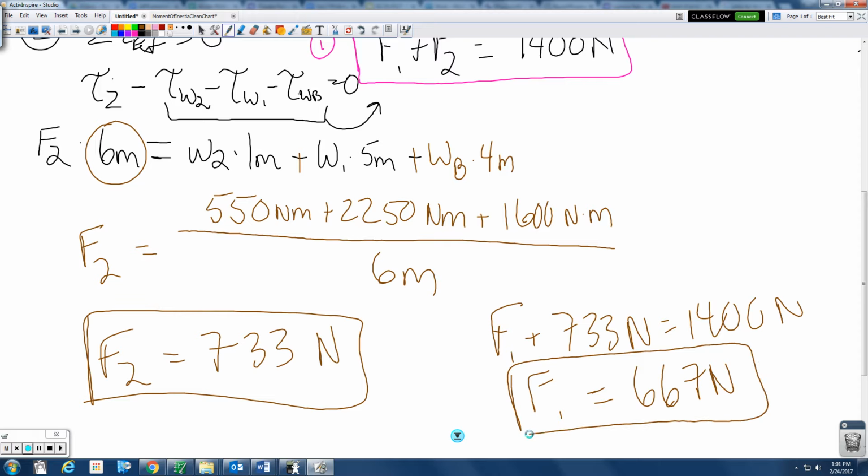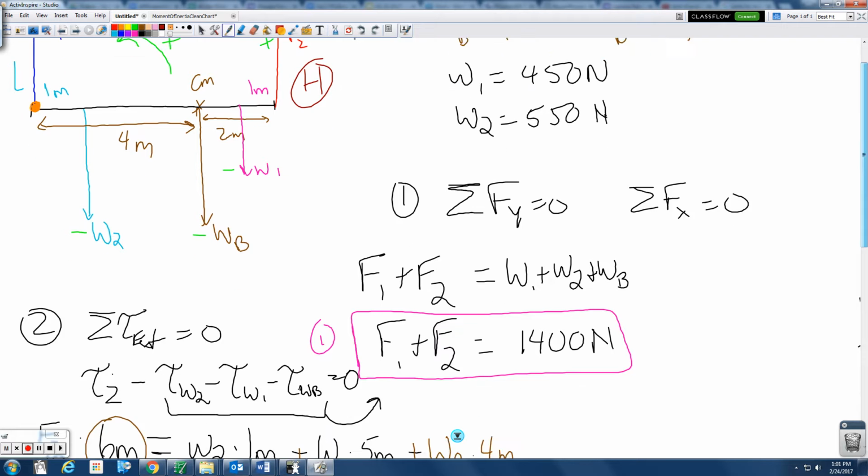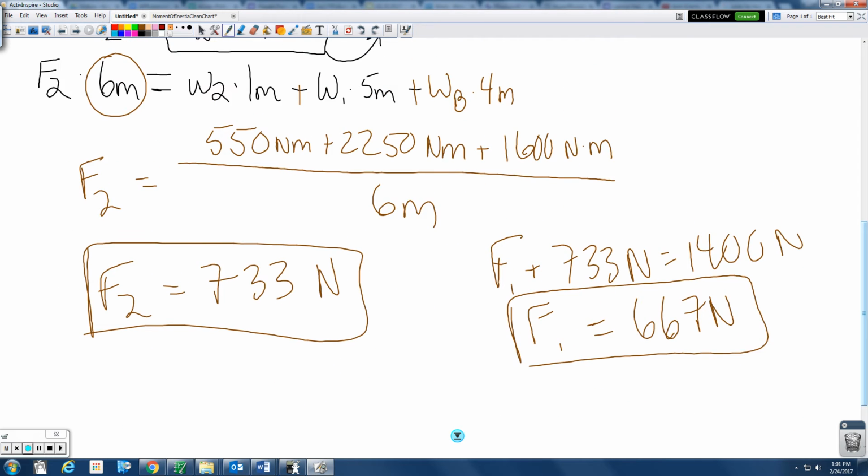Now the problem had described things in terms of the heavy end and the light end. So we can see that my heavy end, which I had in burgundy, is next to F2. So F2 is the force at the heavy end. And then I said this light blue was light, so I have 667.